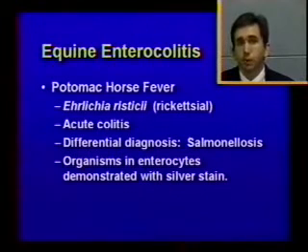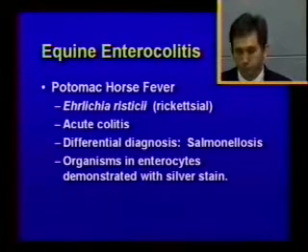We can separate these, both Salmonella and Potomac horse fever, based on the histological appearance of the intestinal tissue. With Potomac horse fever, the enterocytes, or the cells that line the intestine, contain bacteria, I'm sorry, not bacteria, rickettsial agents that can be stained with a silver stain. So if we see these organisms in the enterocytes lining the intestine and they stain with what's known as a silver stain, then we can feel confident that colitis has been caused by this agent and not by Salmonella.